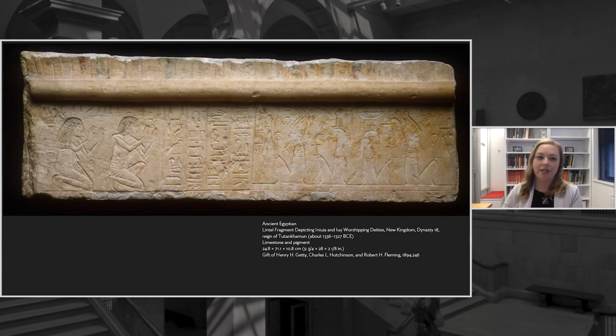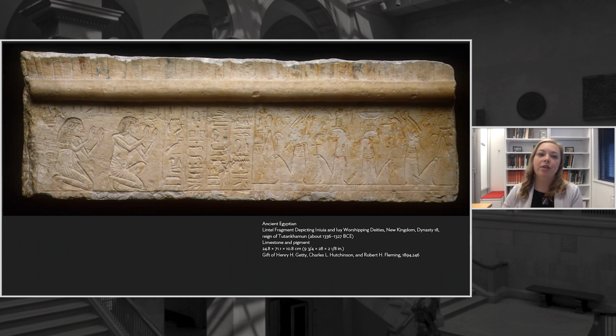This beautiful piece of carved limestone comes from the Saqqara tomb of a man named Inuya and his wife Yui. Inuya worked under King Tutankhamun during a period of religious change. For those familiar with ancient Egyptian history, this is just following the Amarna period, when Pharaoh Akhenaten changed Egyptian religion to focus almost solely on the worship of the sun disk, or the Aten.